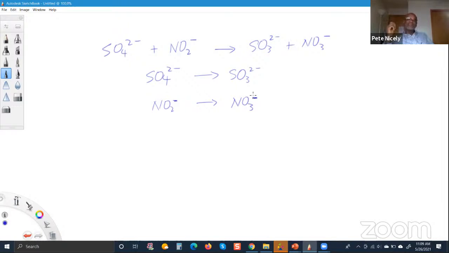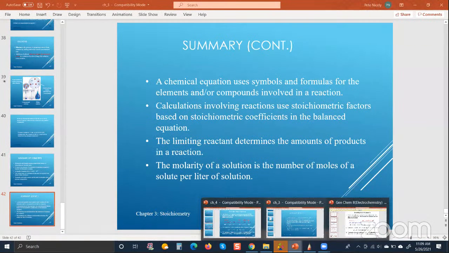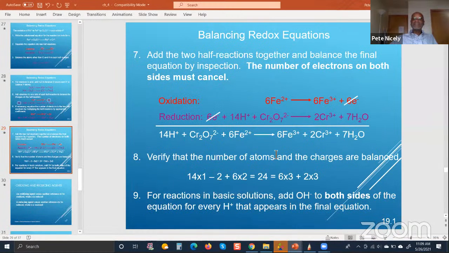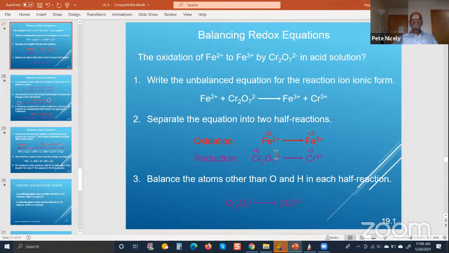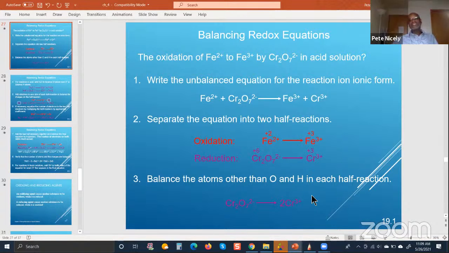You can look at the list of rules if you have it. I know I have it, hold on, let me see if I can find it. So, rule number 3, what does it say? Balance the atoms other than oxygen and hydrogen, right?